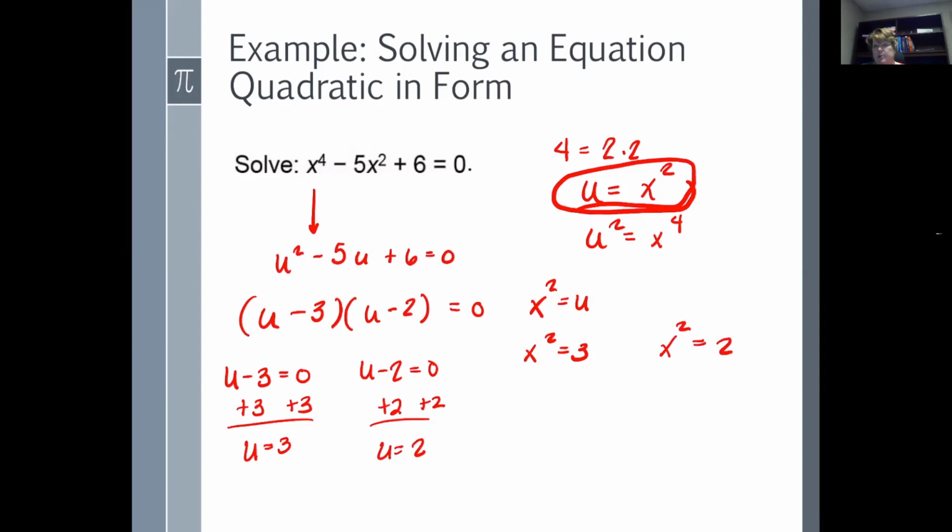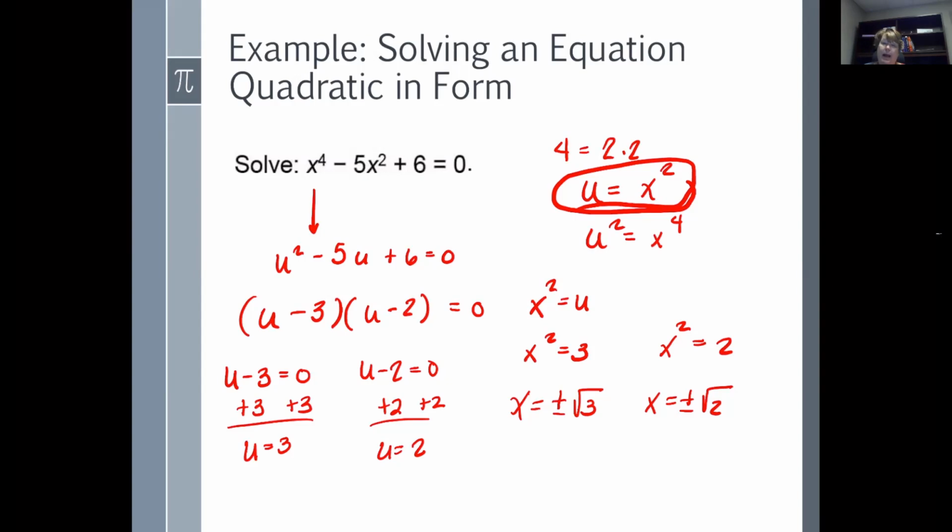And I'm going to solve them using the square root property. Square root property says that if I have x squared equal to 3, then x is plus or minus the square root of 3. If I have x squared is equal to 2, then x would be plus or minus the square root of 2. And I do have to have that plus or minus. The square root property says that if I take the square root of both sides, I have to put the plus or minus on the right-hand side of the equation.